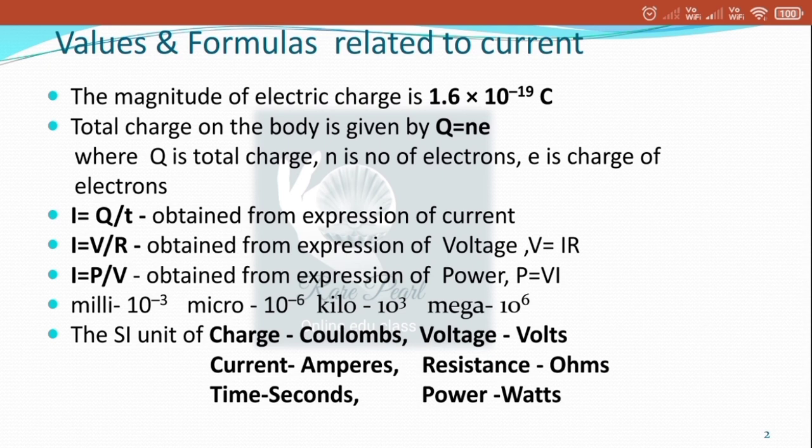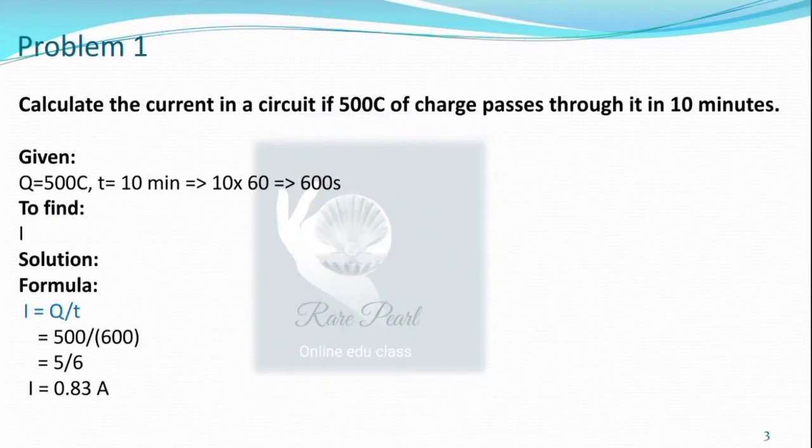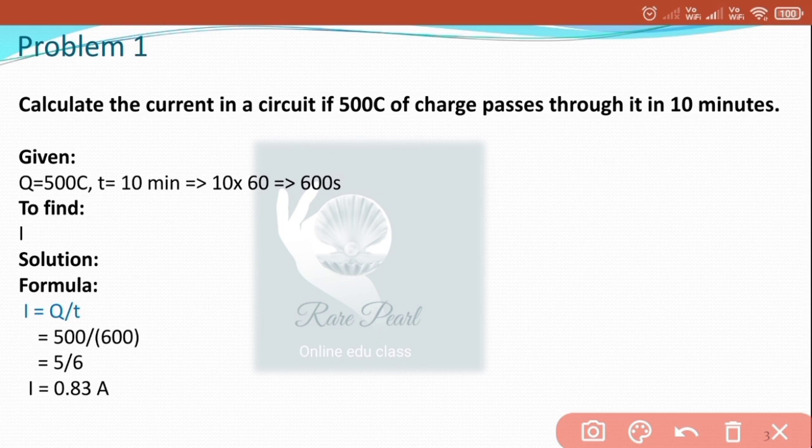So we'll move on to the problem. In this first problem, we need to calculate the current in a circuit if 500 coulomb of charge passes through it in 10 minutes. So here, what is given? Charge Q is given and the time is given, 10 minutes. And what we need to find? We need to find current.